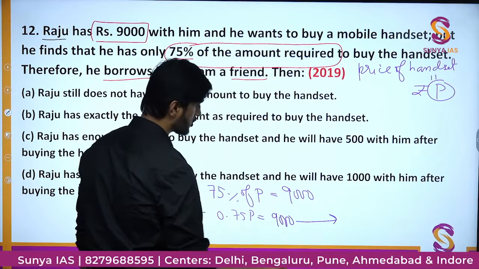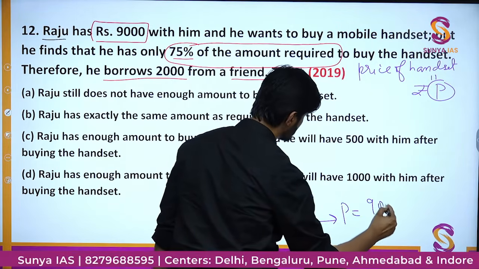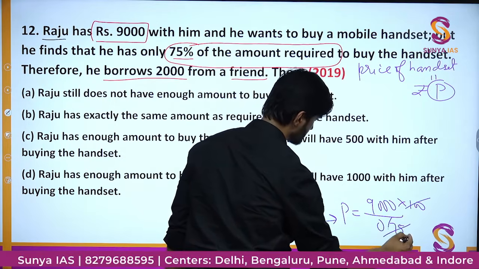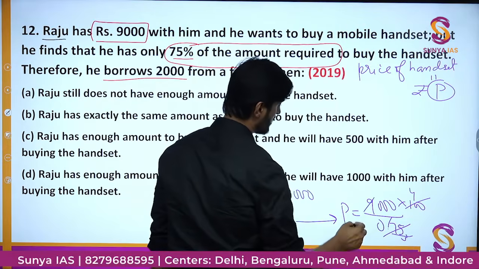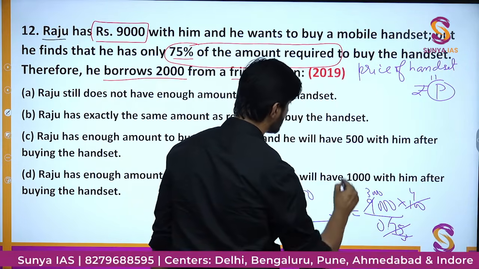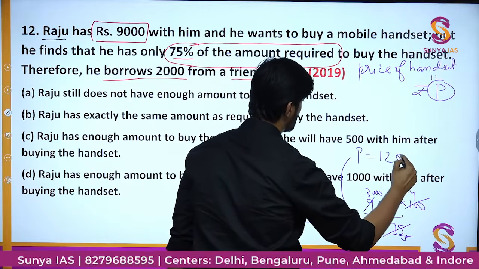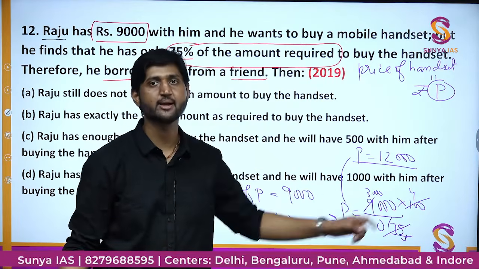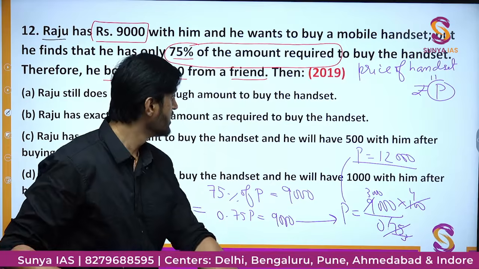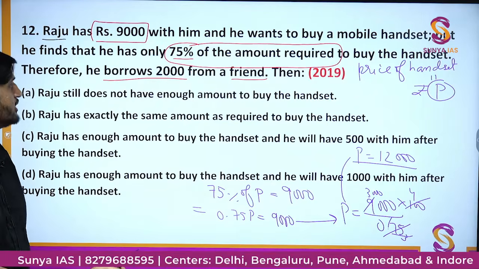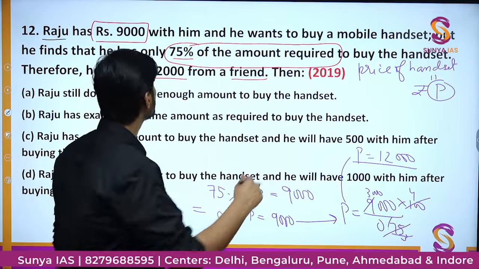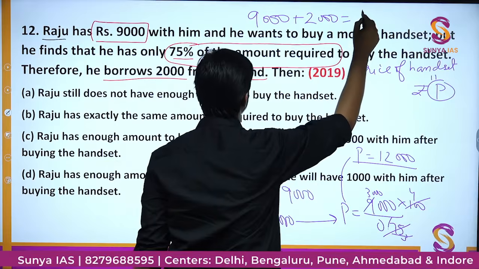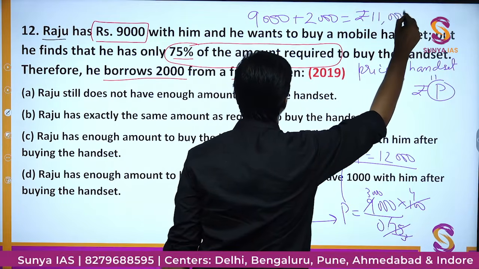You can just do this by cross multiplication. You will get P is 9,000 upon 0.75. Get rid of the decimals. And ultimately the price you get is rupees 12,000. Okay. So this is going to be the price of the mobile handset which he wants to purchase. Now, since he had less money, rupees 9,000 only, he borrowed 2,000 more. So how much money does he have now? He has 9,000 and 2,000 which he borrowed. So now he has rupees 11,000 with him.